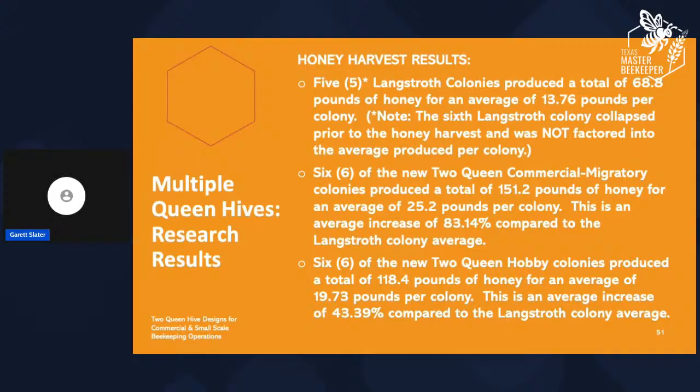So once she's built up and has a relatively strong colony on her half, then go back, and that first step being the double screen board and then the vertical queen excluder. Good question. Thank you.